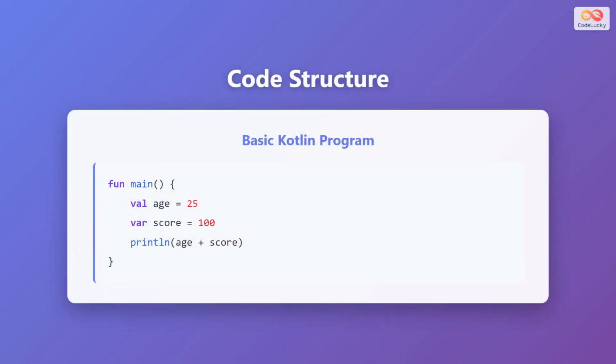Let's look at a basic Kotlin program structure. Every Kotlin program starts with a main function, which is the entry point. Inside the function body, we can declare variables and execute statements. Here, we declare an immutable variable age with val, a mutable variable score with var, and then print their sum. Notice the clean structure with proper indentation and spacing.